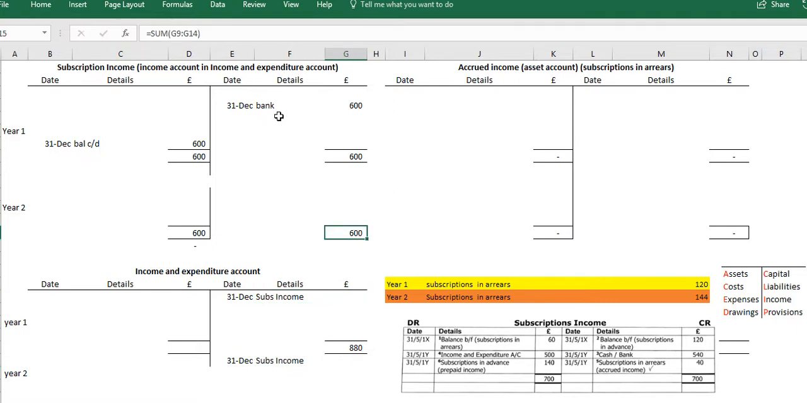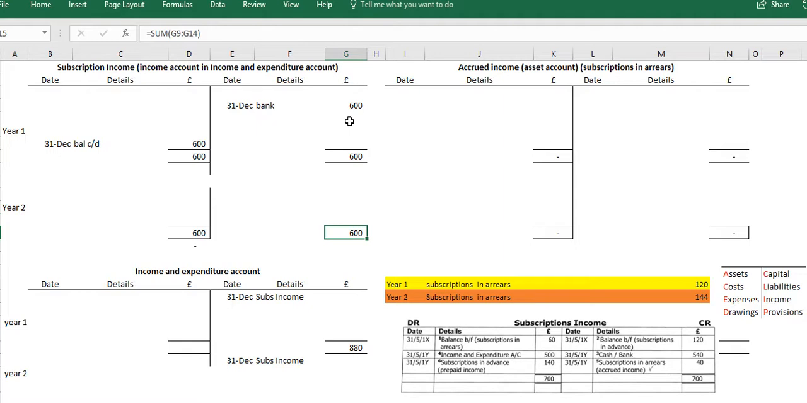Within year one, we've been paid, from our cash book we can see we've been paid a total of £600 throughout this period. However, in year one, we have subscription in arrears of £120. In other words, one or more of our members owes us £120. So if we think back at accrual, so this is an accrual. We need to include all income for this period.